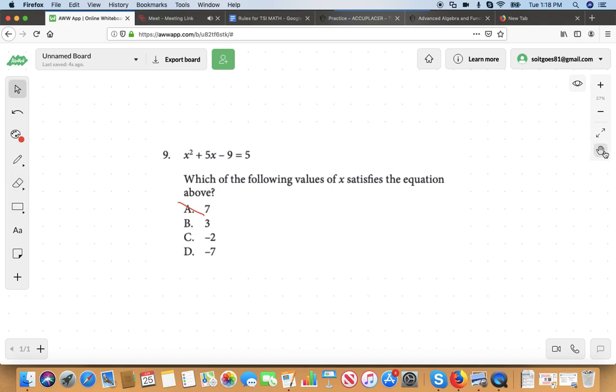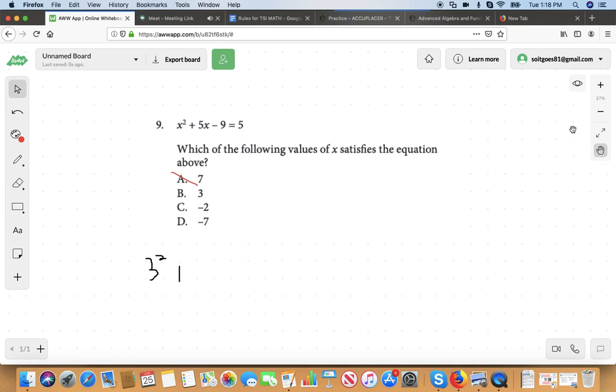Okay. So A's gone. 3 squared plus 5 times 3 minus 9 equals 5. Okay. Let's calculate. Can we simplify that a little bit? So it'd be like 11? No, 12?